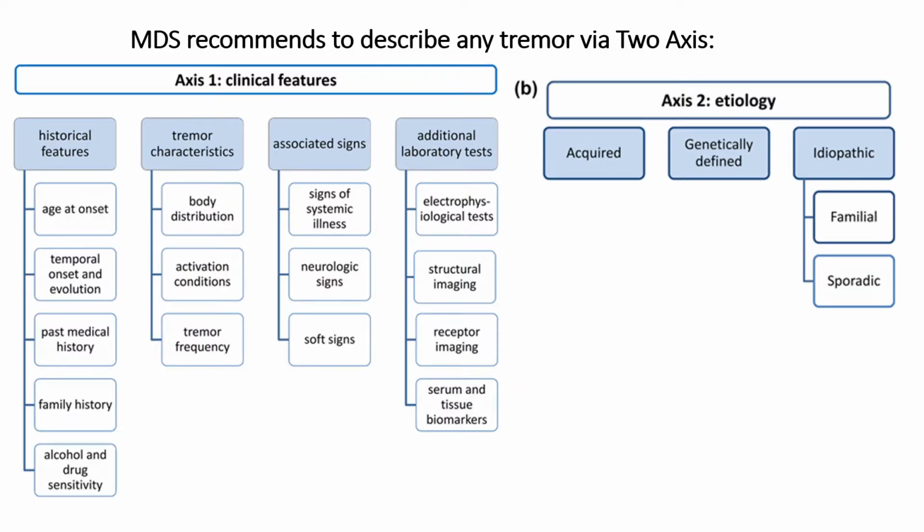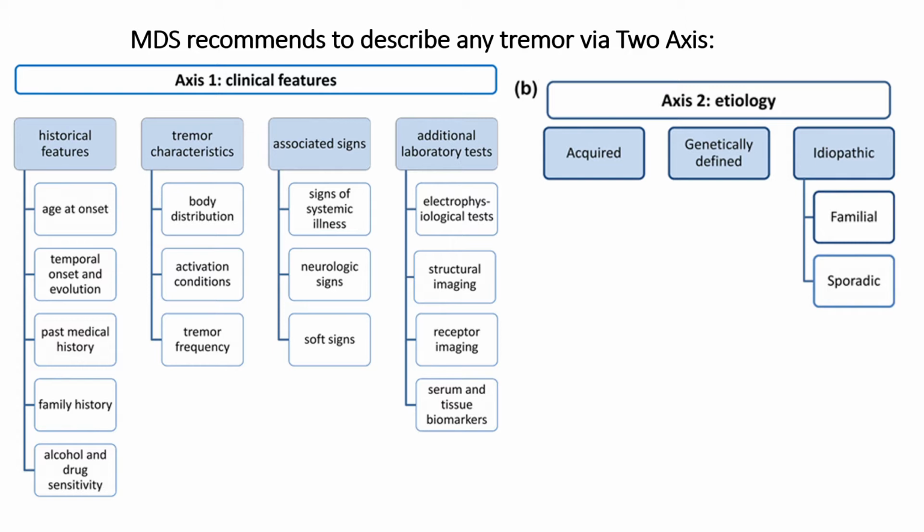Okay. So the Movement Disorder Society recommends describing any tremor via two axes. This is done to maintain uniformity in describing a tremor, right? If there are two clinicians sitting far apart in different countries, we have a uniform system in describing a tremor. So the MDS recommends describing any tremor by two axes. Axis 1 is clinical features and axis 2 is etiology.